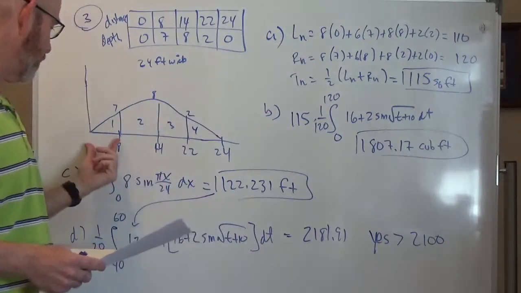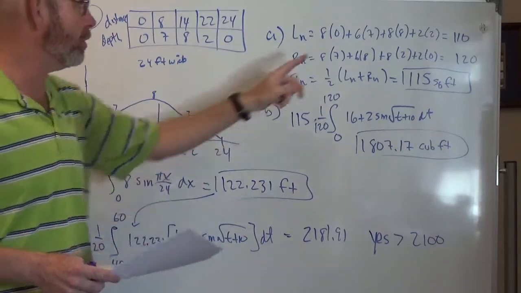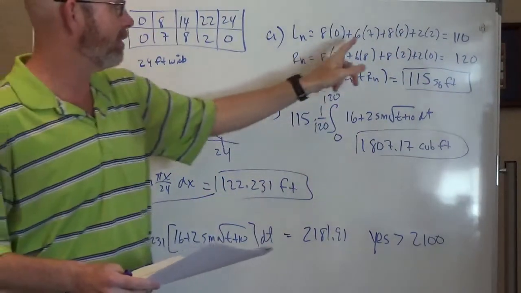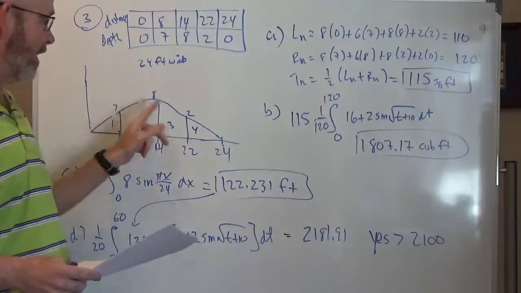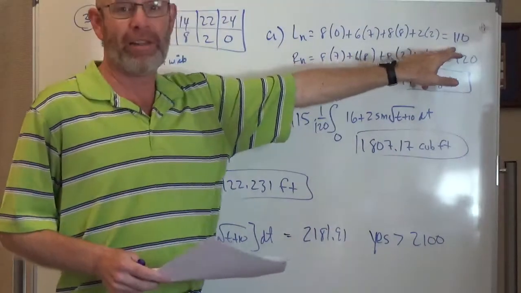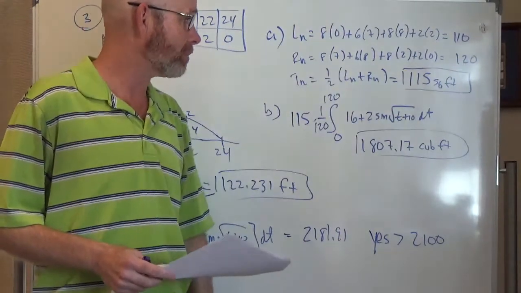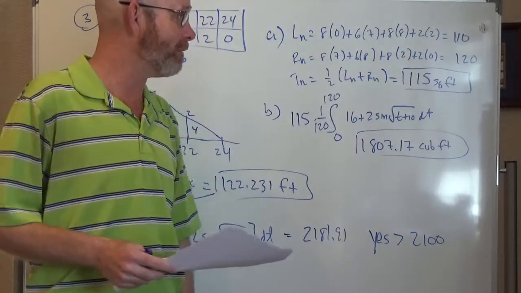Left-hand endpoint rule. Left hands are 0, 7, 8, 2. Right hands, 7, 8, 2, 0. Got 110 on the left, 120 on the right. Trapezoidal rule is the sum of those, averaged: 115 square feet.